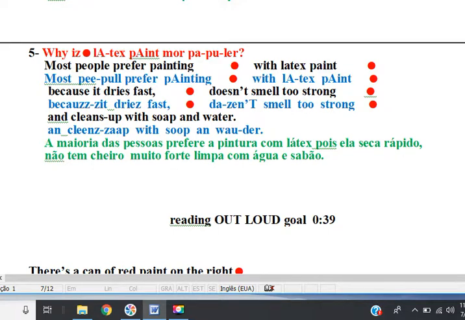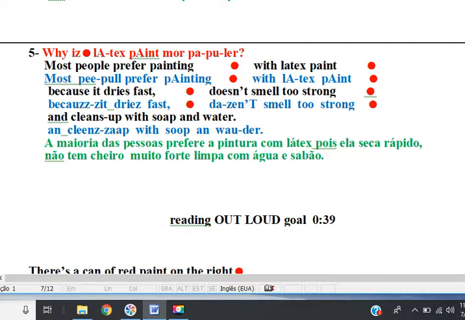Line 5. Most people prefer painting with latex paint because it dries fast, doesn't smell too strong, and cleans up with soap and water.